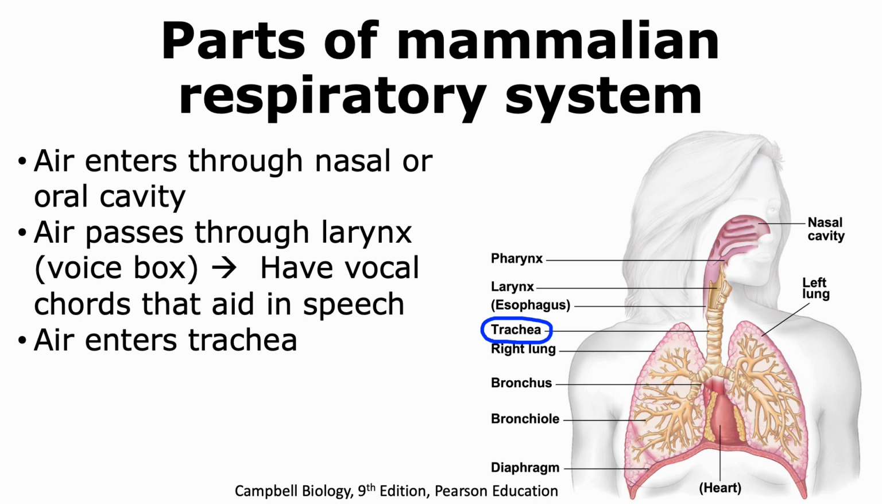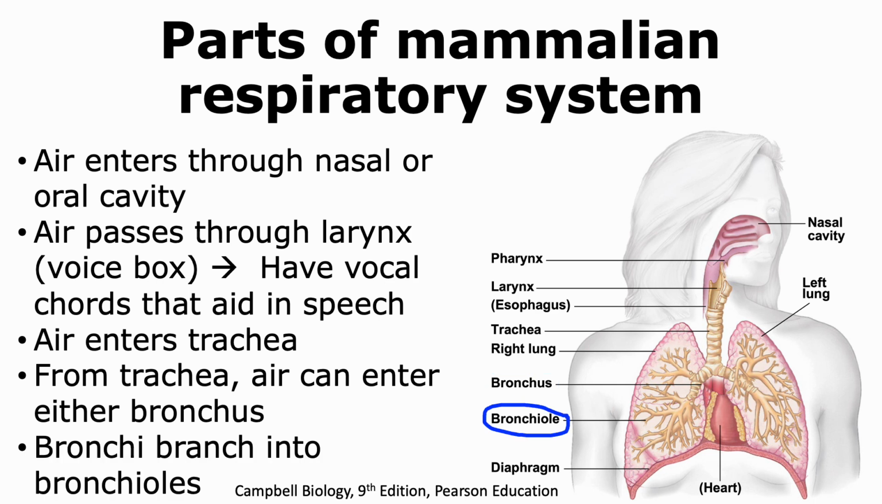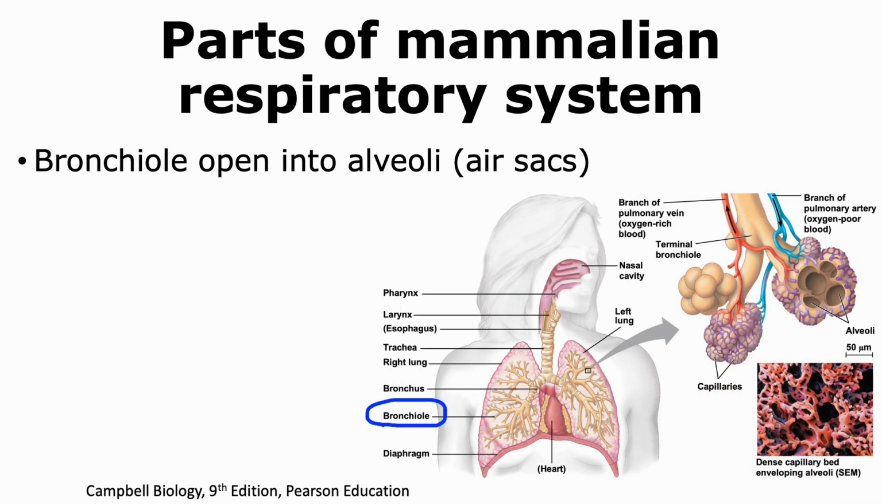The air then enters into the trachea, which is a tube-like structure. And from the trachea, the air can enter into any of two bronchi. We have two bronchi, and thus the air can go into any one of these two. The bronchi, on the other hand, branch into structures called bronchioles. The bronchioles open into alveoli, which are also known as air sacs.